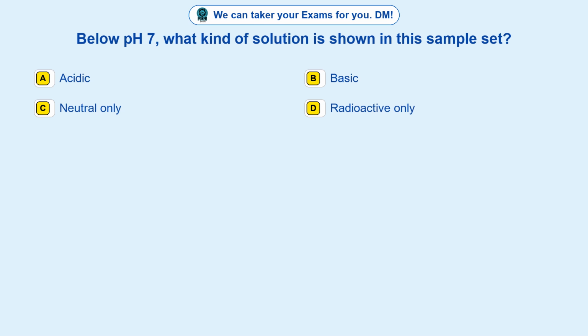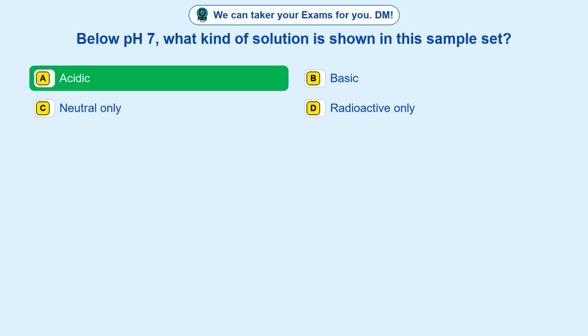Question 35. Below pH 7, what kind of solution is shown in the sample set? Option A, acidic. Option B, basic. Option C, neutral only. Option D, radioactive only. The correct answer is option A.